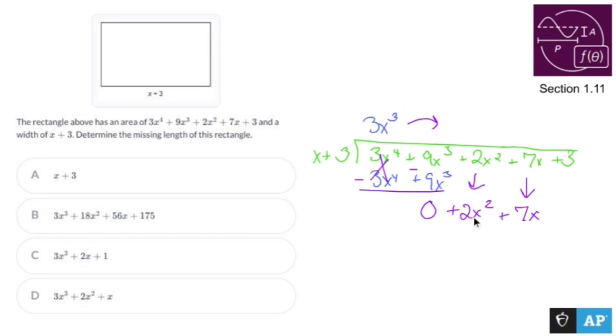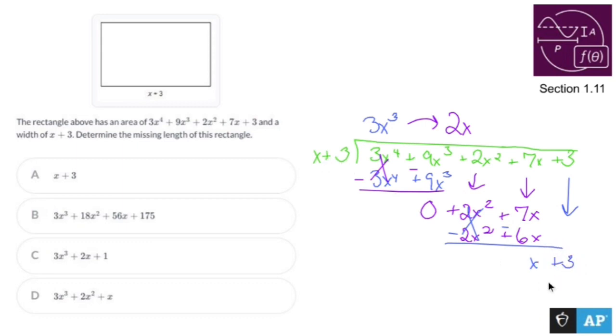X times what is 2x squared? X times 2x is 2x squared. So multiply 2x to x and you get 2x squared. Multiply 2x to 3 and you get positive 6x. Subtract that entire row, which means flip the signs, flip the signs. 7x minus 6x is going to be regular x. Drop down the plus 3.